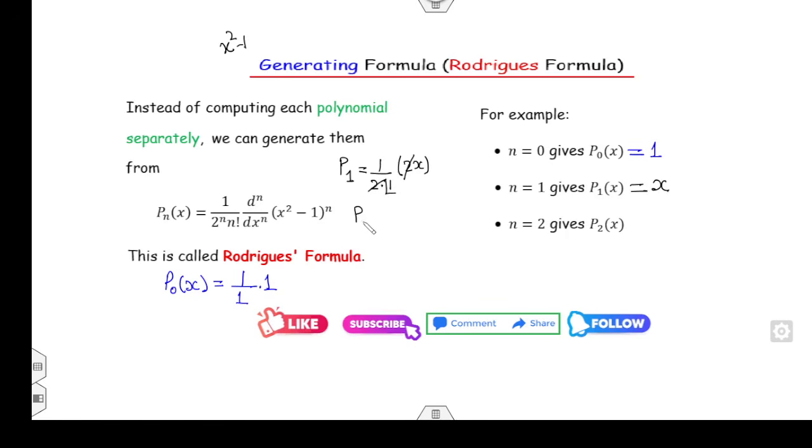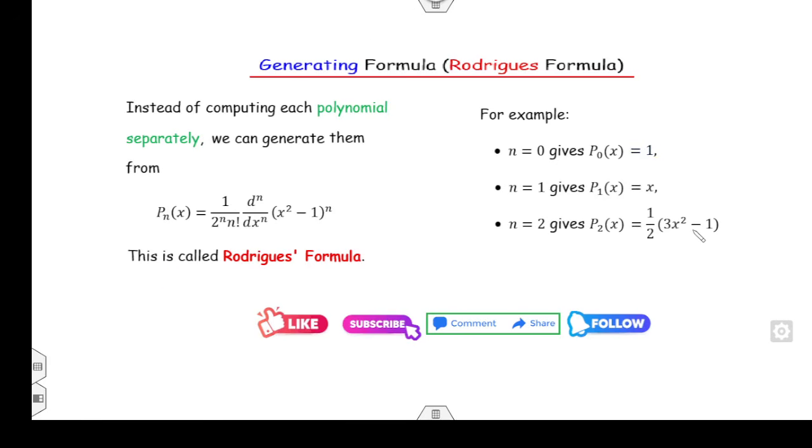Similarly, if you find n equal to 2, substitute 2 raised to power 2 is 4 into 2 factorial. Second derivative of (x squared minus 1) squared. If you find the second derivative and substitute the values, you will get the answer: half of (3x squared minus 1). Similarly, if you take n equal to 3 and so on, you will get the required polynomials.